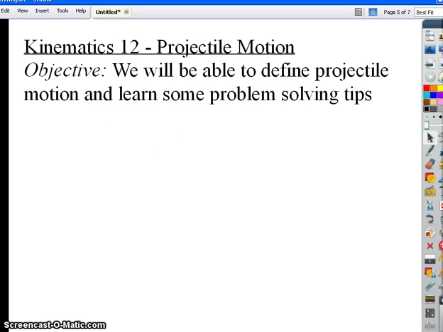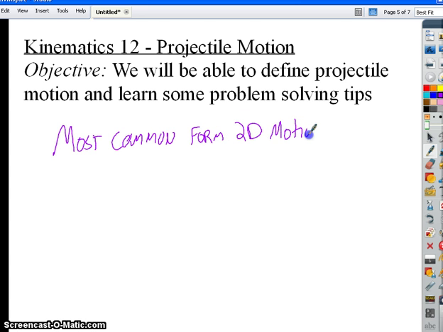So let's start looking at projectile motion. Projectile motion is the most common form of 2D motion. It is the most common form of 2D motion. So what is projectile motion?